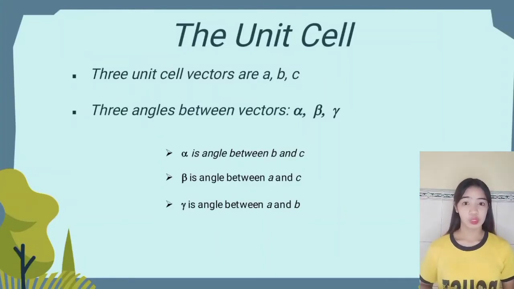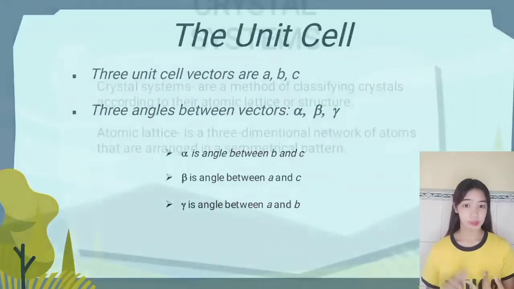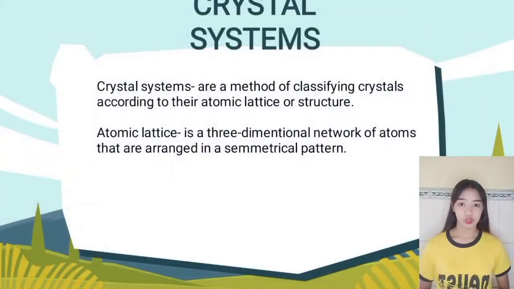Alpha is the angle between B and C, beta is the angle between A and C, and gamma is the angle between A and B. Now let's proceed to crystal systems.